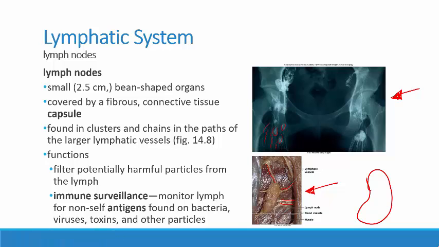So they act as filters, and while they're filtering, we have lymphatic cells, lymphocytes and macrophages, that will monitor the lymph, looking for non-self antigens, for any markers on the membranes of the materials that are passing through, or any proteins that the lymphatic system can recognize as not belonging within the body. So they clean lymph, and they also perform immune surveillance on the body.